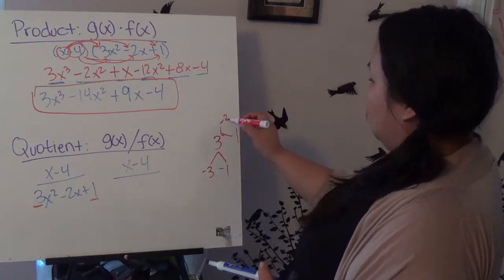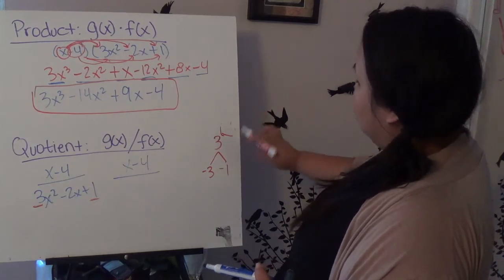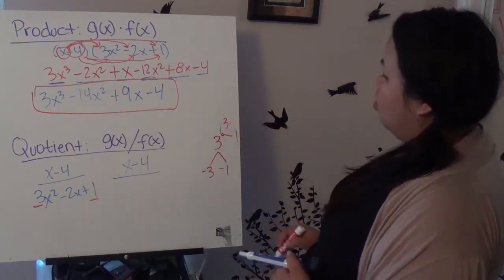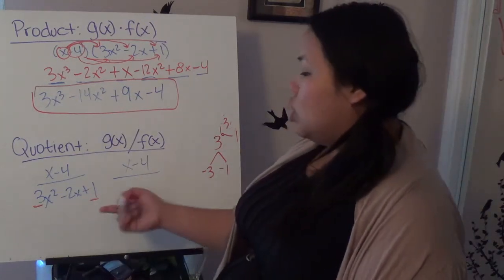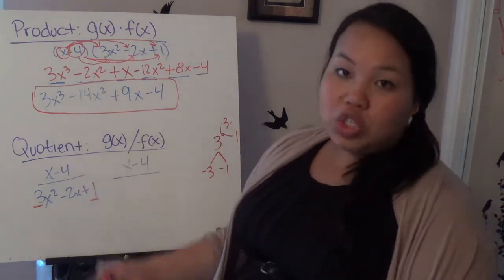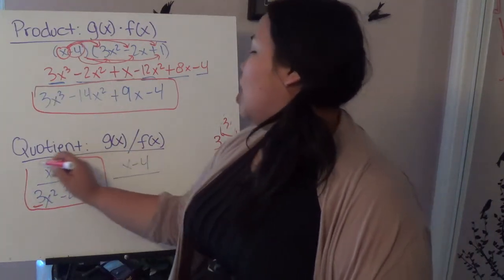Oh, sorry, negative 3, positive 1 doesn't give me that. How about 3 and 1? No. And those are all our factors. We have no more factors. So that means this can't be reduced into 2 bubbles. This is as reduced as it can get.